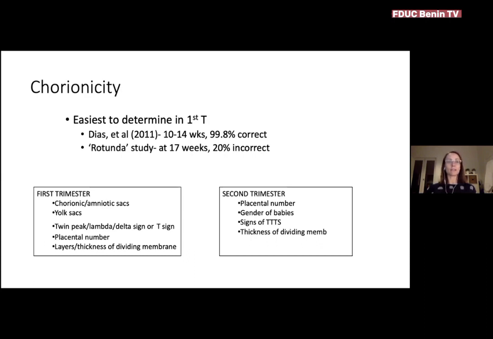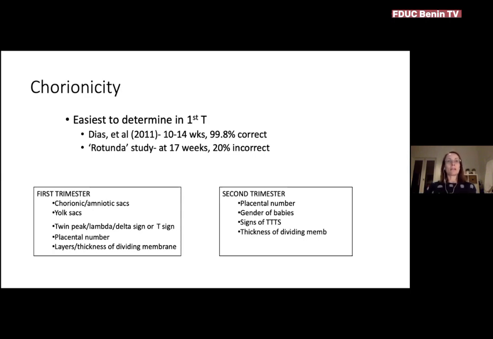And we'll have a look at some of the signs in the first trimester that enable us to determine chorionicity so accurately. And the number of signs that we can look at in the second trimester is greatly reduced because most of those first trimester signs are difficult or impossible to see.